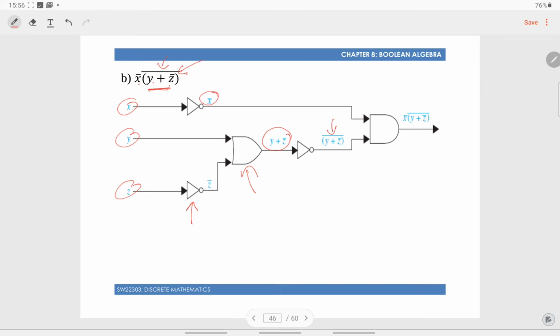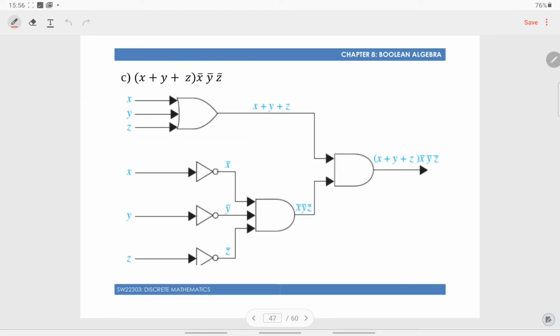And finally we combine together these two expressions using the Boolean product, so we have the AND gate. Okay, so this is the output. Don't forget again to draw this arrow to indicate that it is your output.